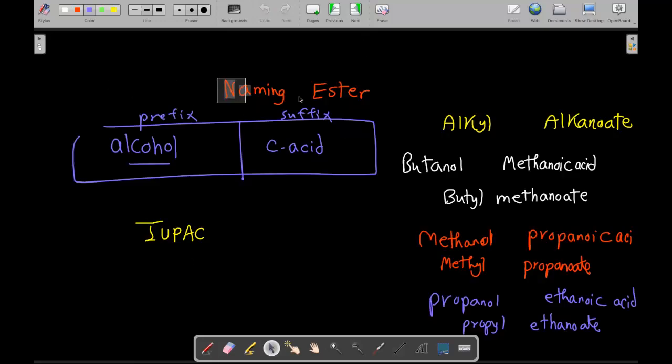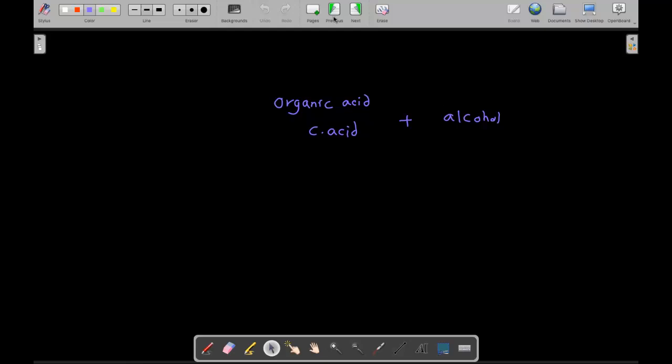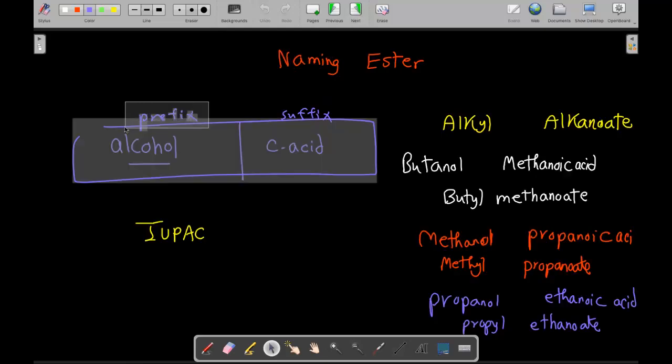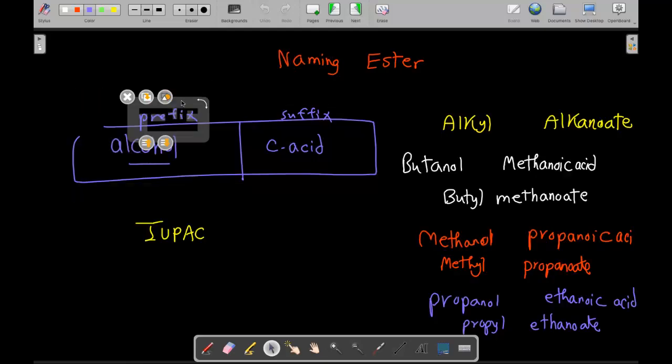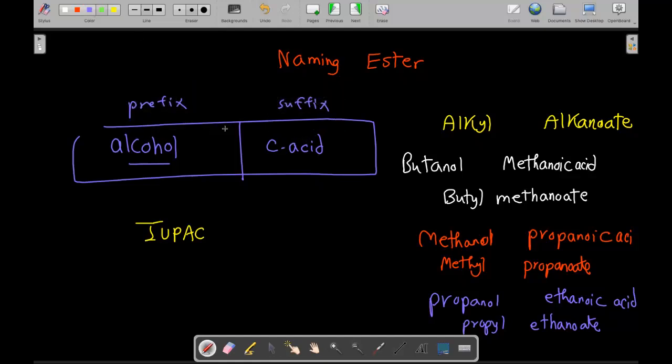In the drawing, we said we can put this on the left and this on the right. But in the drawing, you can put that one on the left, that one on the right, no problem. But in the naming, you have to put the name of the prefix as the alcohol first. You cannot put the acid at the beginning. You have to put the alcohol on the left side as the prefix, then the acid on the right, and the name will be an alkyl alkanoate.